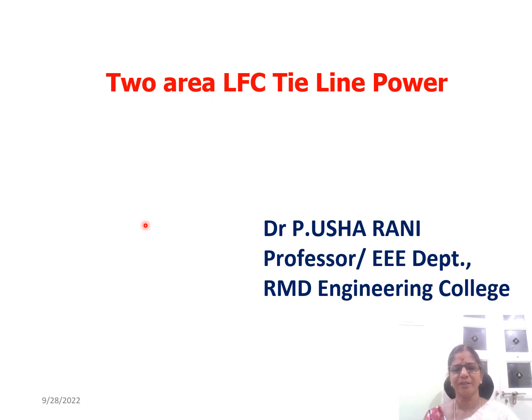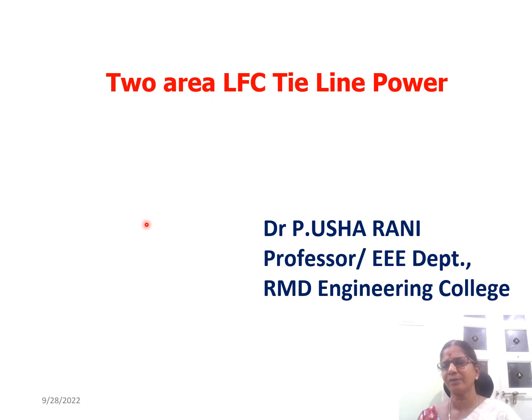In general, the objective of two area LFC is, first, to regulate the frequency of each area, and second, to simultaneously regulate the tie line power. You should take care of both: one is to regulate the frequency of each area, another is to regulate the tie line power.